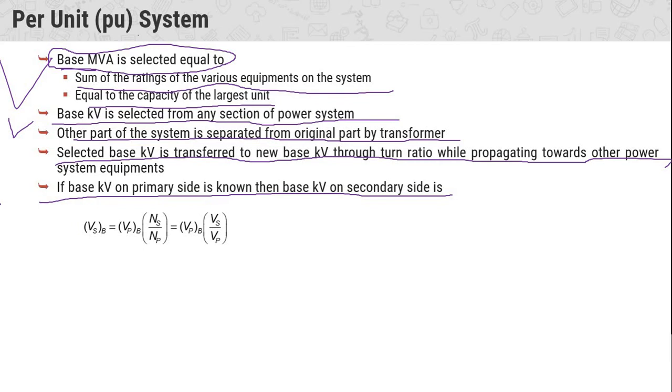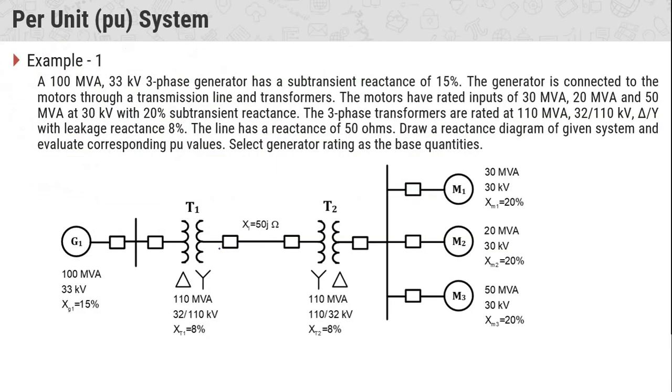changing by a transformation ratio. So this is the new kV base selection equation. Vs base is equal to Vp base into Ns by Np, where Ns by Np is the turns ratio, and Ns by Np can be replaced by Vs by Vp. Vs is the secondary voltage, Vp is the primary voltage.